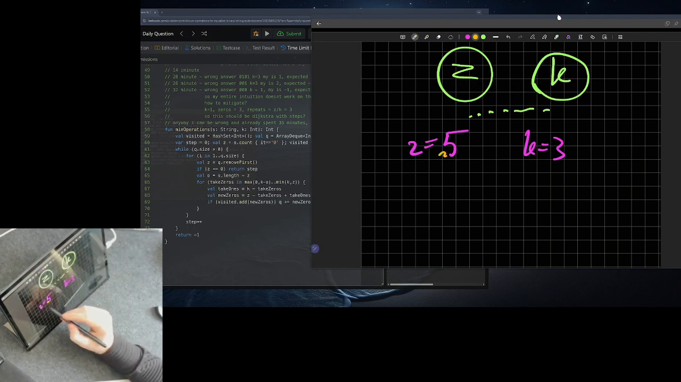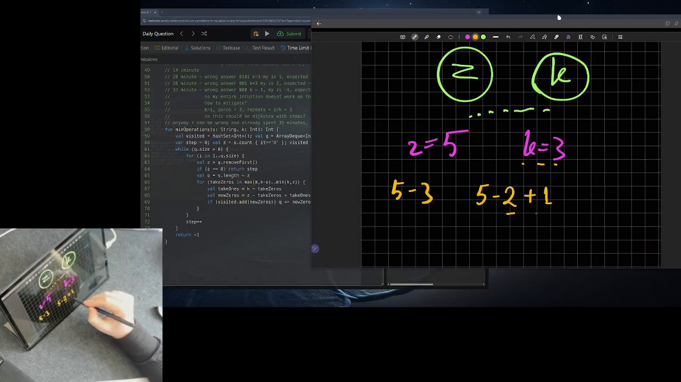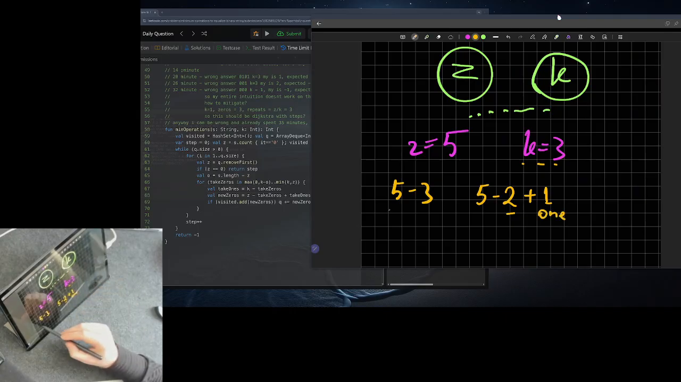So we can take all k zeros, so it's 5 minus 3. Then we can have 5 minus 2, and 1 would be converted, like 2 we have plus 1, because 1 we converted to 0. So 5 minus 3 is 2.